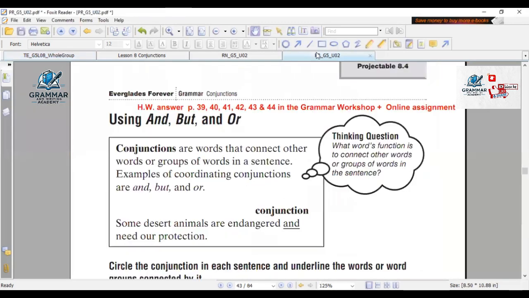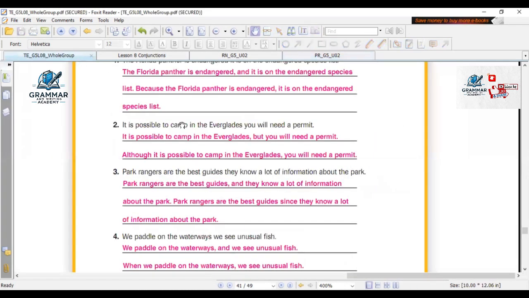You know why? This is your homework, by the way. 39 and 40, by the way, this is in the grammar workshop. 39 and 40, both of them were homework. So you have 41, 42, 43, 44, and remember that you have an online assignment too. You're gonna have another assignment, by the way, but that's for the weekend. I'm gonna keep this for you to write the answers, and see you tomorrow, my dear boys. Thank you so much, and best of luck to all of you. Goodbye, everyone.